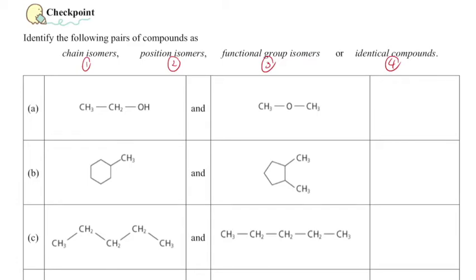Okay, so you can highlight the functional group. For the first one, the functional group is the hydroxyl group. But for the second molecule, we have a single bond O to another alkyl group. Okay, so they have different functional groups, so it should be functional group isomers.